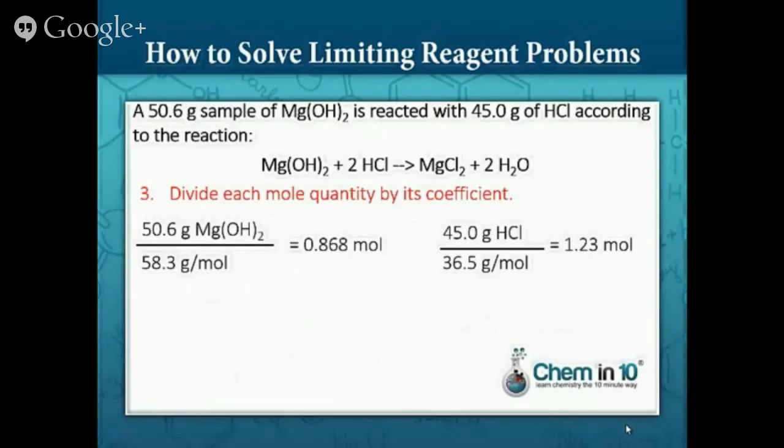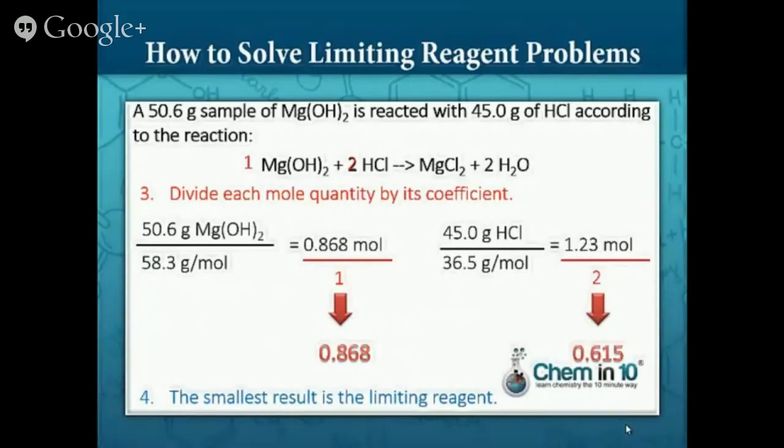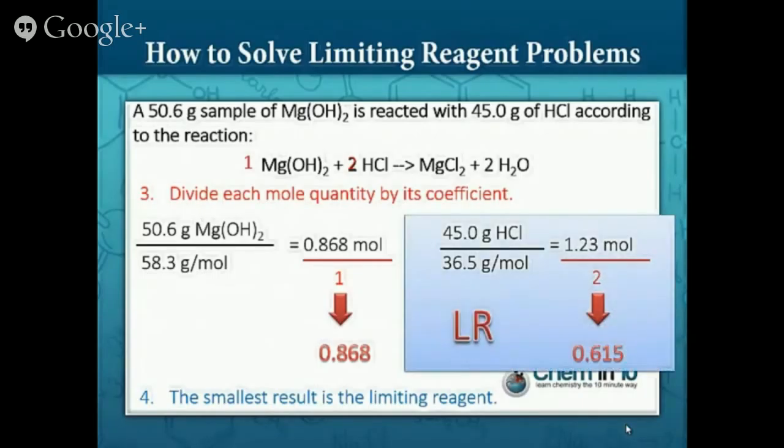Next, we need to divide each mole quantity by its coefficient. So we divide the moles of magnesium hydroxide by the coefficient of magnesium hydroxide, which is an assumed 1. So we get 0.868. Then we divide 1.23 moles of hydrogen chloride by its coefficient, which is 2, and we get 0.615. The smallest result is the limiting reagent. The smallest result here is 0.615, so we know that hydrogen chloride is our limiting reagent.